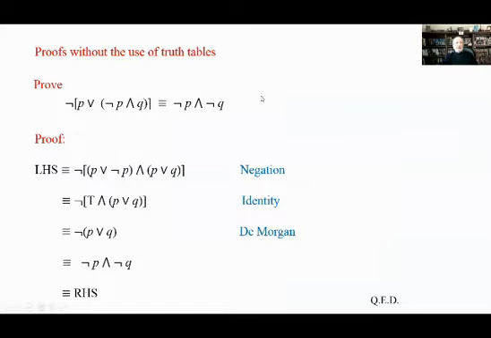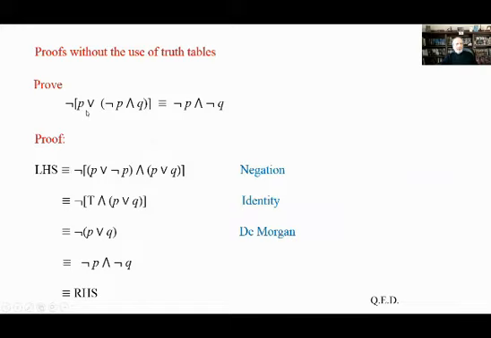Proof without the use of truth tables. If you feel comfortable, you can sometimes prove equivalences without the use of truth tables. So let's prove here that these two are equivalent. So normally you take the side that is more complicated, try to play with it to see if you can get it to be equal to the other side. Here I'm going to start with the left-hand side.